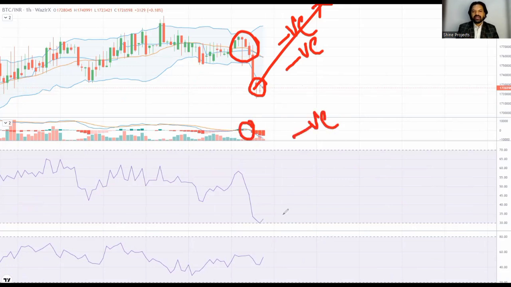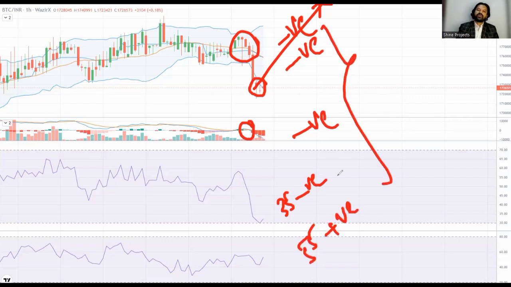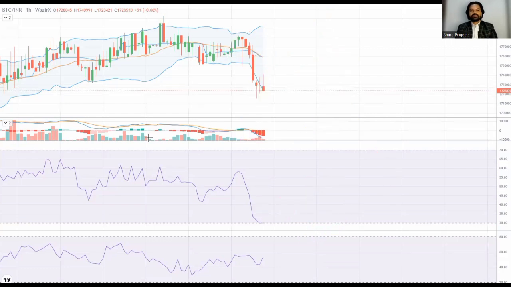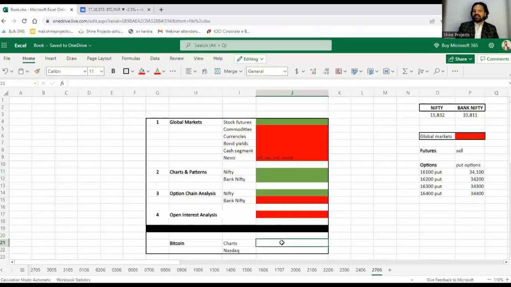MACD crossover also took place towards the negative side. And this is RSI. RSI is at 35 level, which is negative. And money flow is at 55. Money flow at 55 is positive, but the negative factors are outweighing the normal positives. So what I will do here is go back to my analysis Excel, and I will mark the charts and patterns as being negative for the Bitcoin.